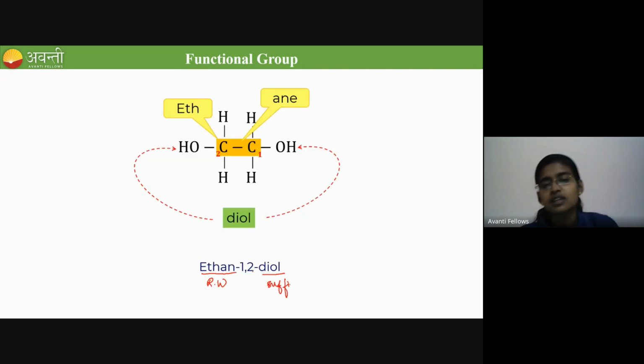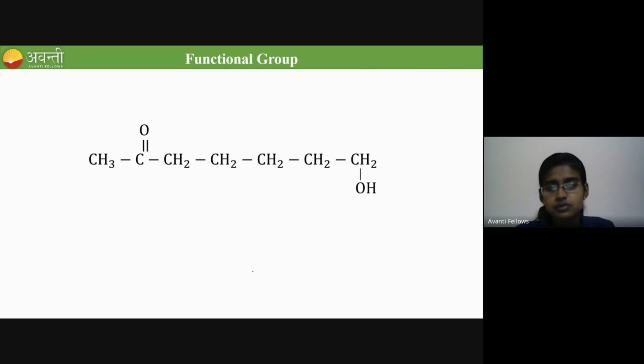Clear for all? Ethane 1,2 diol is the correct answer. Good. So don't go with the prefix if you're having one type of functional group. Start with the root word. Fine. One more compound to all of you.